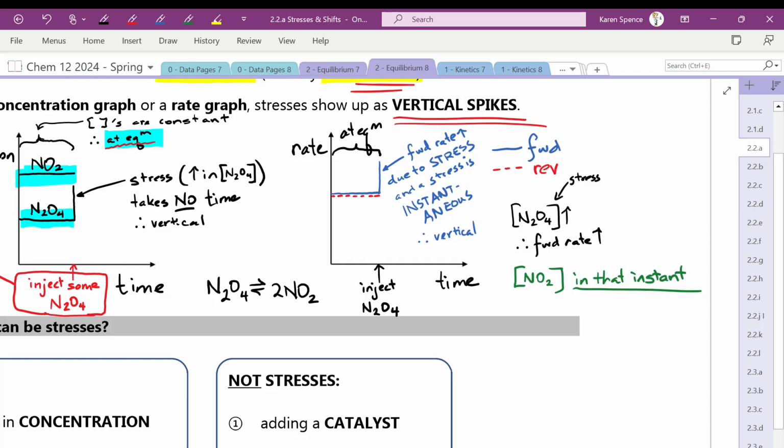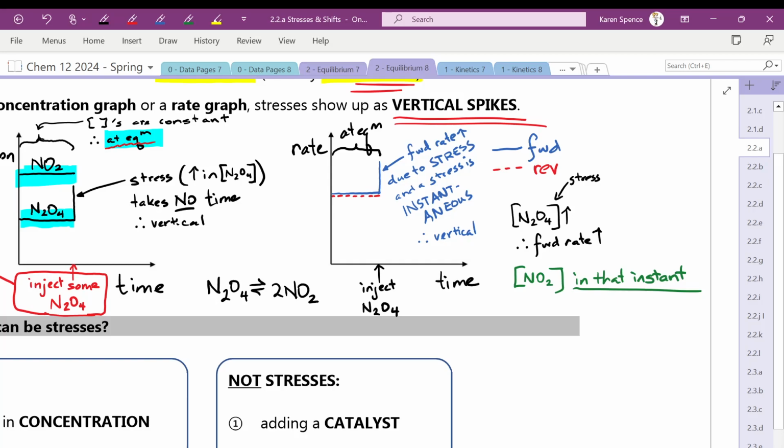I put in extra N2O4. That made the N2O4 concentration go up. What did I do to the concentration of NO2? I did nothing to it. So what happens to the concentration of NO2? It just stays the same.